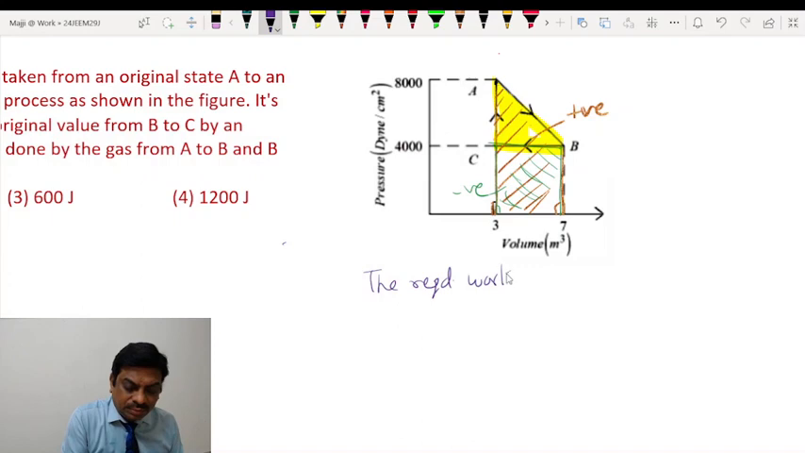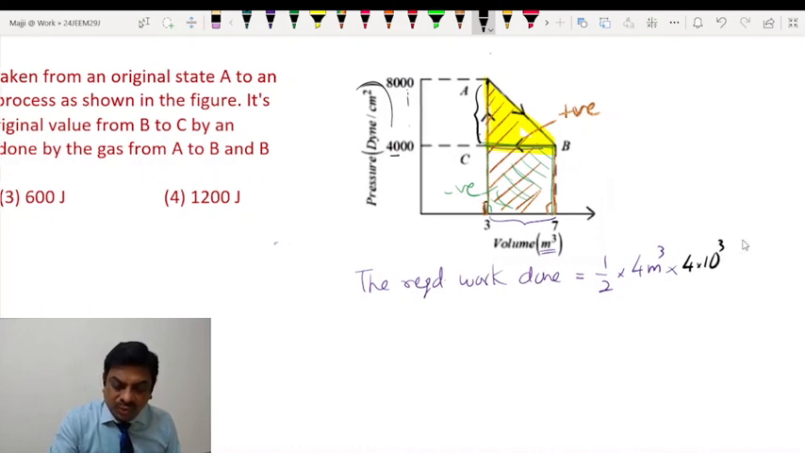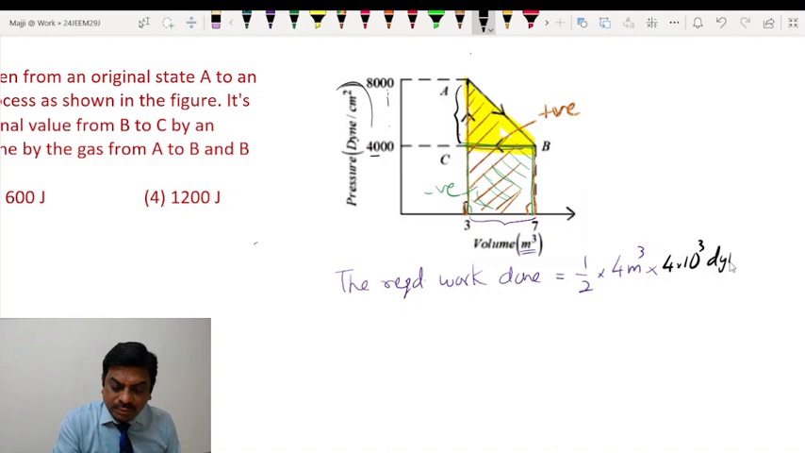So the required work done by the gas will be half into base. You can see base is 7 minus 3 meter cube, so 4 meter cube, multiplied by height or altitude. Altitude is AC, which is equal to 8000 minus 4000, that is 4000 dyne per centimeter square. So this will be 2 into 4000 dyne per centimeter square.